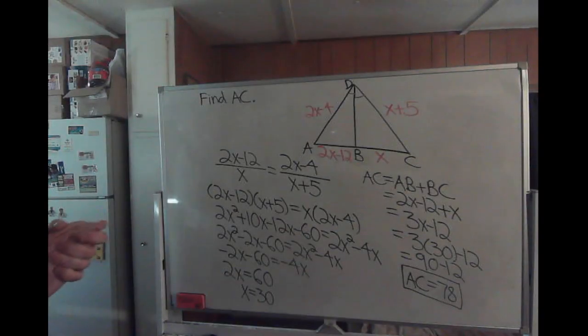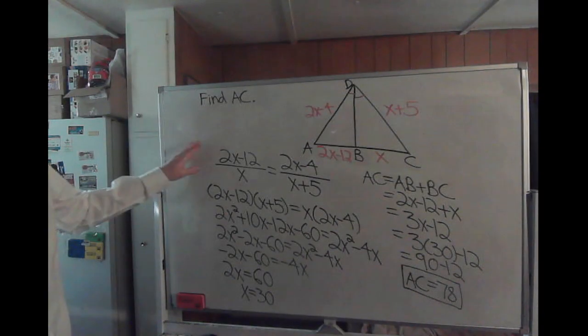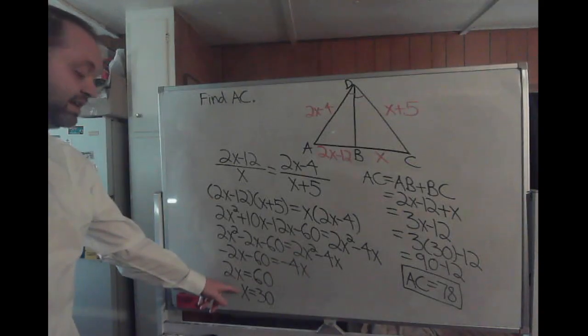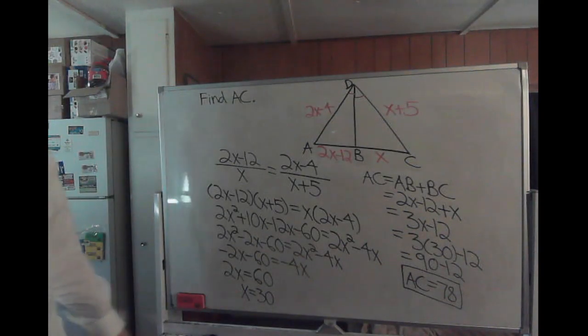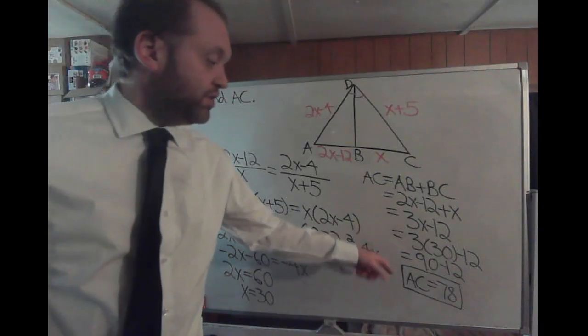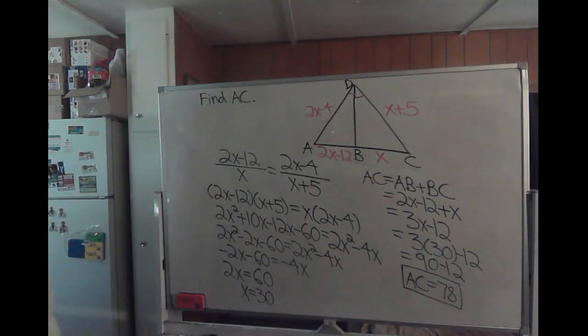So, of course, if you set up your proportions according to the Triangle Angle Bisector Theorem, you solve, you get x has a length of 30. Then you stick in 30 for your x's here, you get that AC has a length of 78.